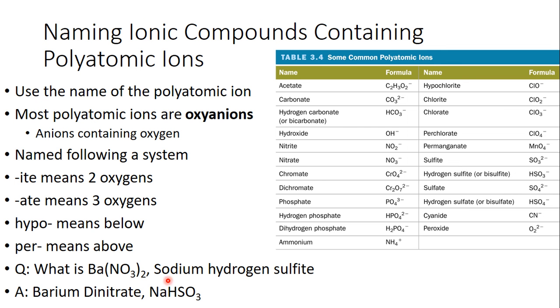So sodium, hydrogen, and sulfite. So here it's a little bit different. So sulfite is 3 oxygens, sulfate is 4 oxygens. So sulfite would be SO3.